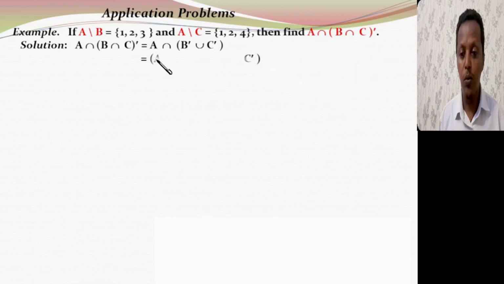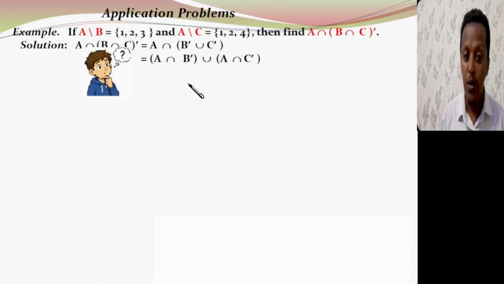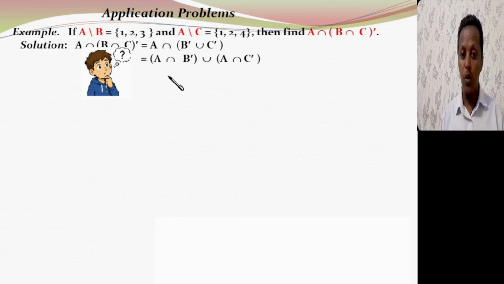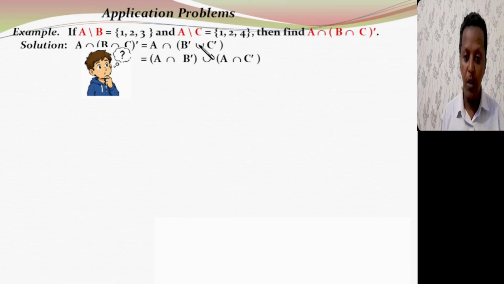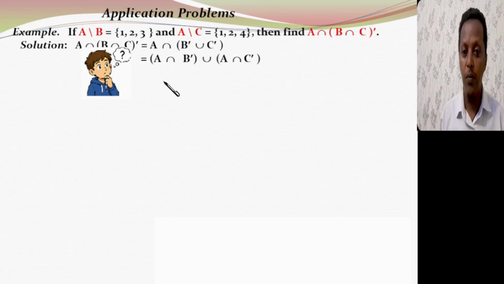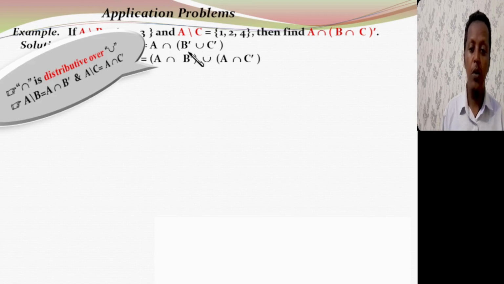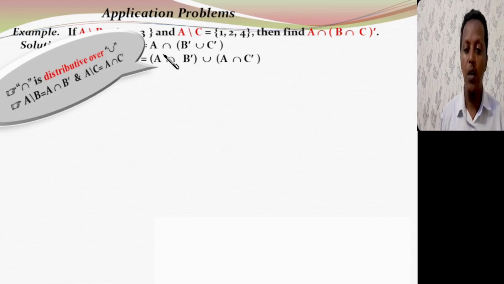Again, this equals (A intersection B complement) union (A intersection C complement). What do you think is the reason behind this? I hope you know the answer, because intersection is distributive over union. You can distribute intersection over union, just as multiplication is distributive over addition. That means A intersection (B complement union C complement) equals (A intersection B complement) union (A intersection C complement).